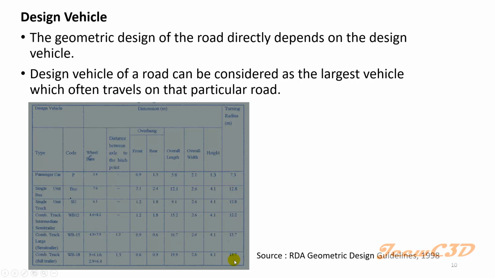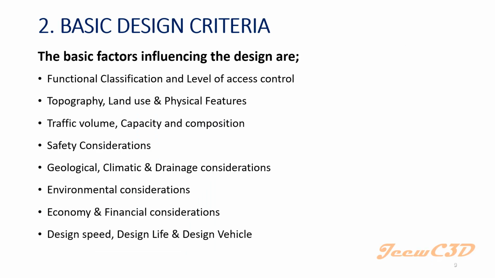You have to design the road for a design vehicle that is frequently running on that road, but that frequently running vehicle should be a larger vehicle. Otherwise, there is no point. So if there are so many cars on that road, you cannot design for cars, but you need to design for a larger vehicle such as a single unit truck, SU truck, or combo truck, intermediate semi-trailer, WB12 likewise. So these are the dimensions of design vehicles. So the design speed, design life, and design vehicle are very important parts of the basic design criteria.